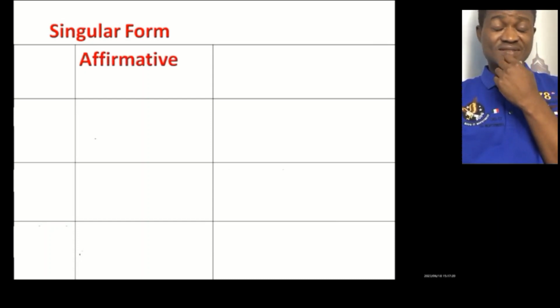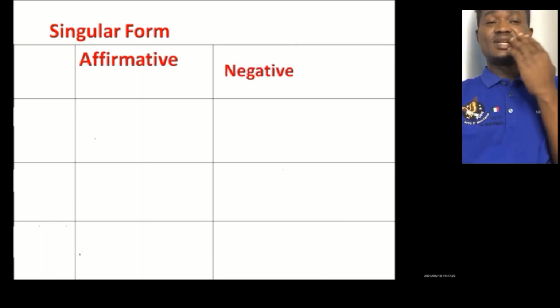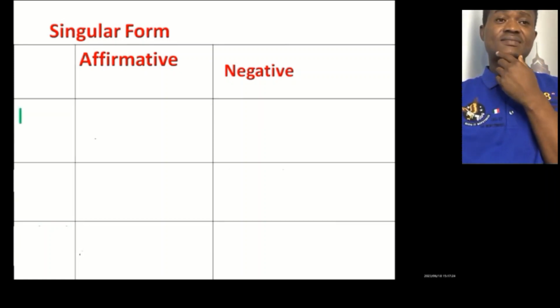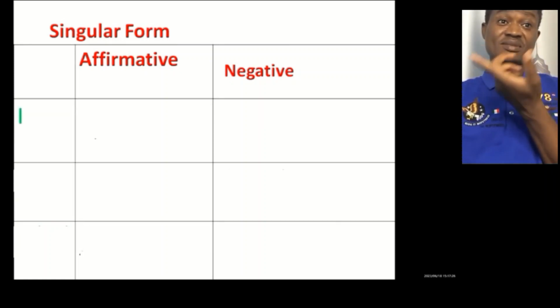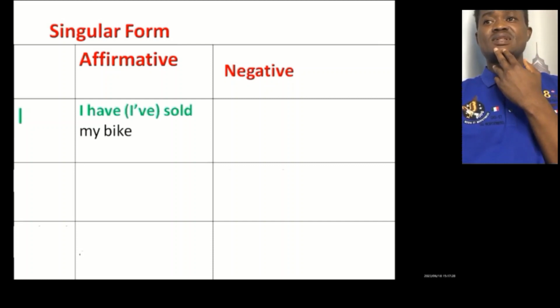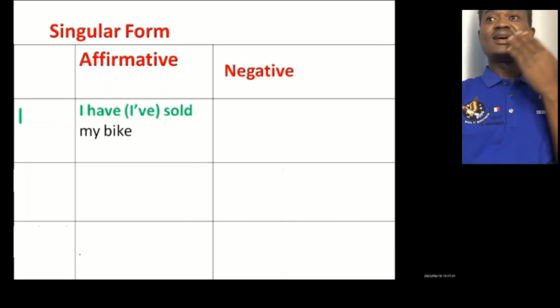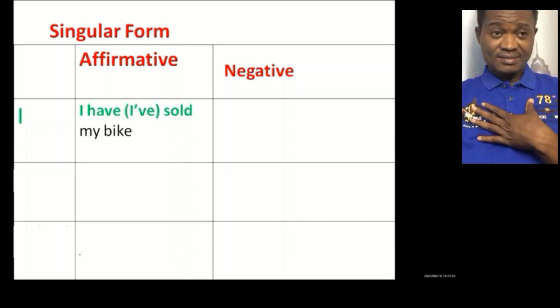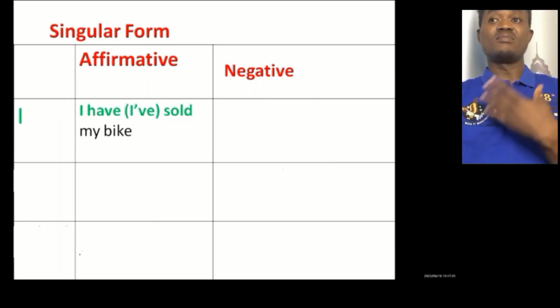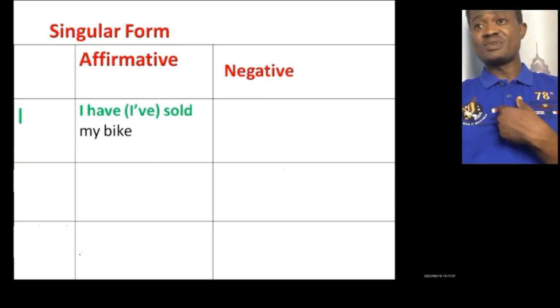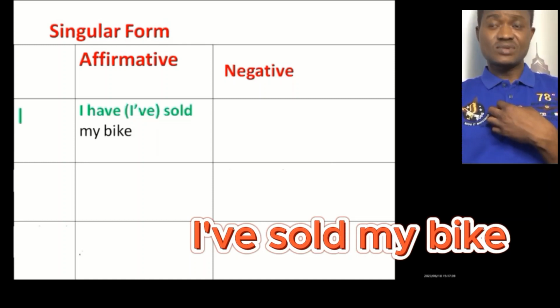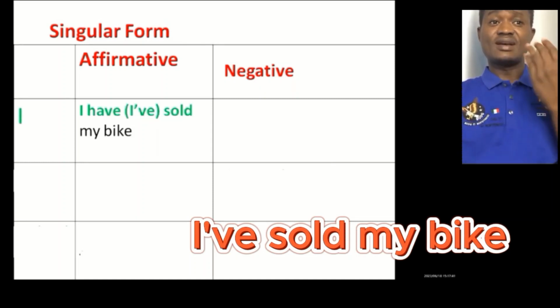Affirmative, that is a positive sentence. Negative, that's a negative sentence. First person pronouns, I. So in affirmative form, we gotta say, I have sold my bike. All right. But sometimes when we speak fast, we also say, have sold my bike.